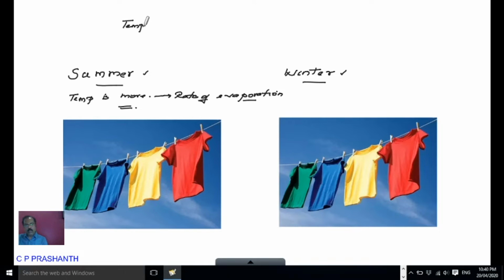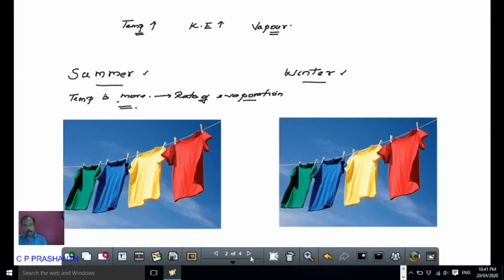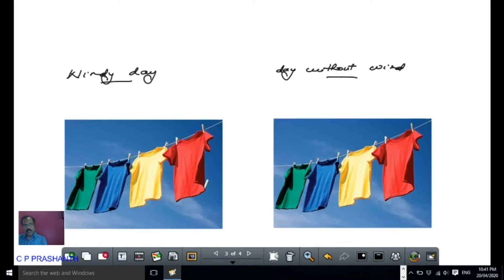And why is it so? When the temperature is more, the kinetic energy of the particles will also be more. When the kinetic energy is more, it will be easy for the particles to come out as vapor. So the next factor we have learned, the factor which affects evaporation, is temperature. The more the temperature, the more the rate of evaporation. So two factors we have learned: surface area and temperature.